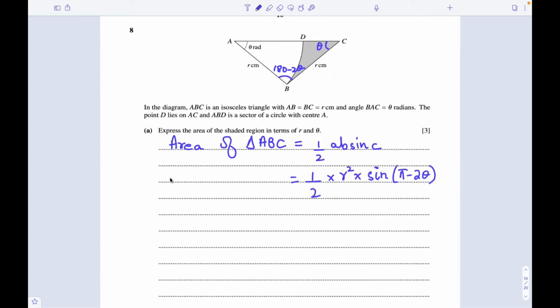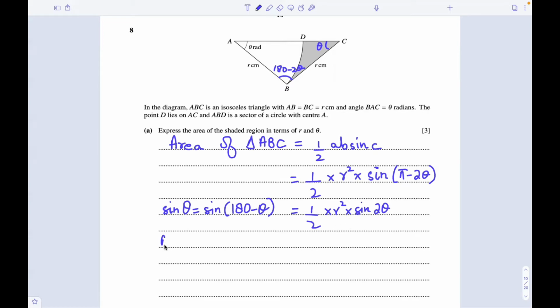Now from our trigonometry, we know the identity that sine theta is the same as sine of 180 minus theta. So applying that over here, as pi is 180, in place of pi minus 2 theta, we can write half into R square into sine of 2 theta. So this is the area of the triangle.